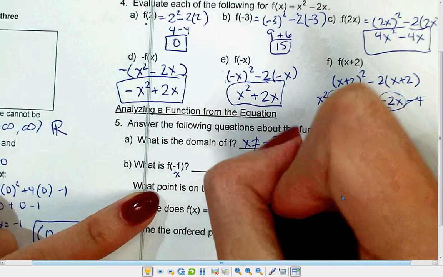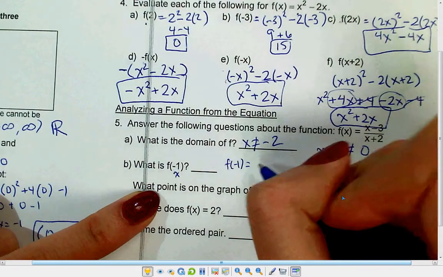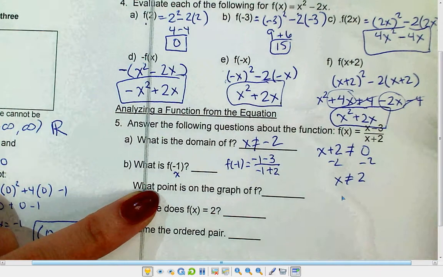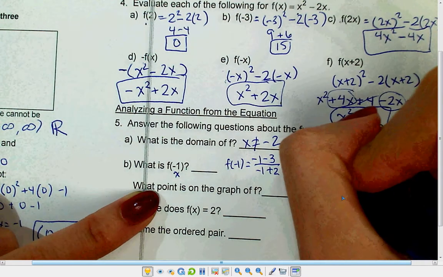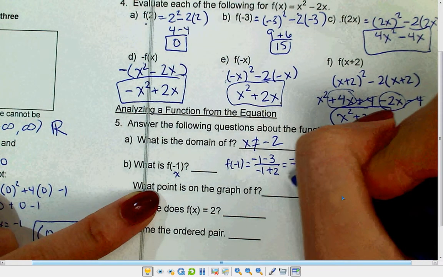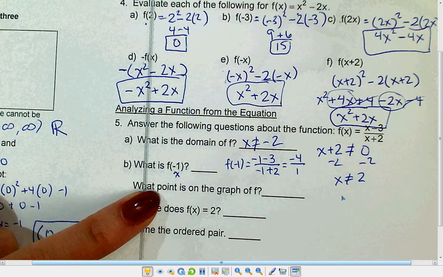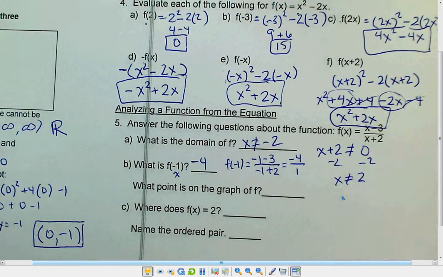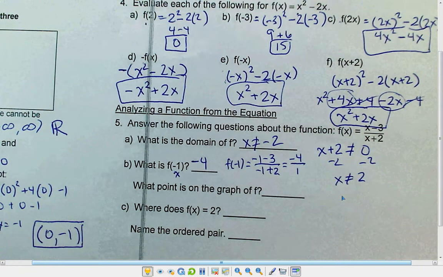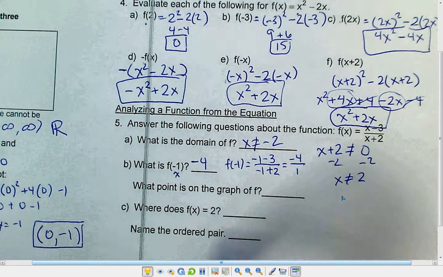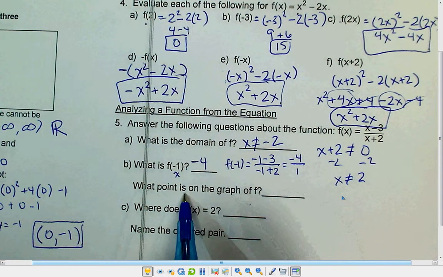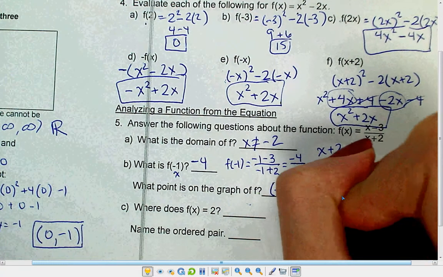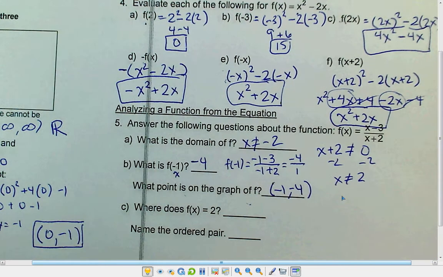So f of -1 equals, I have -1 minus 3 and -1 plus 2. And this gives you -4 divided by 1, which is just -4. So f of -1 is equal to -4. And how would I write this as a point? If this is my x, this is my y, my ordered pair would be -1, -4, that's my point.